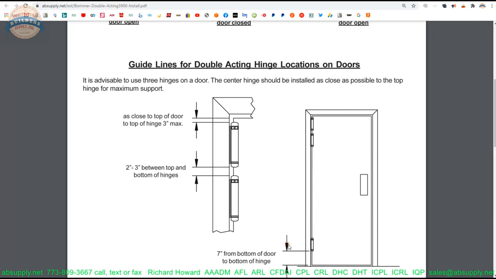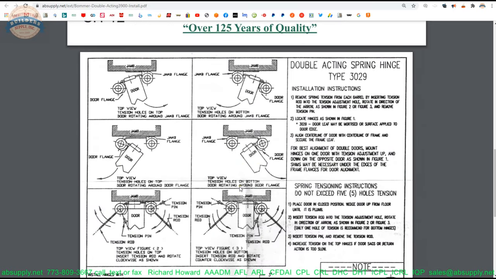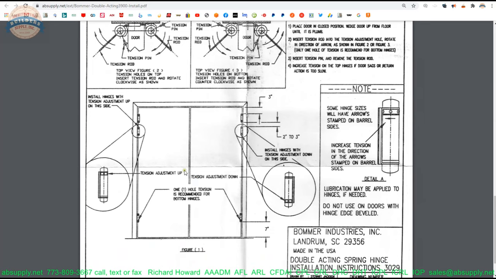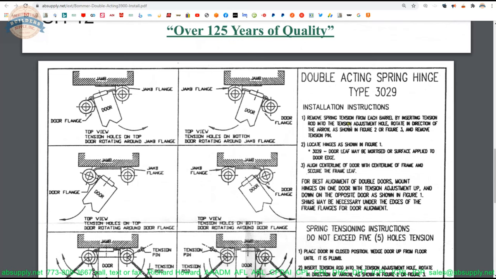This bottom hinge doesn't carry any weight very much. It doesn't do much of the job of closing the door. It's just there to keep the door in the center of the opening, from what I understand. Now, this is the installation instructions, and they do duplicate that data down here. So let's just go through it.